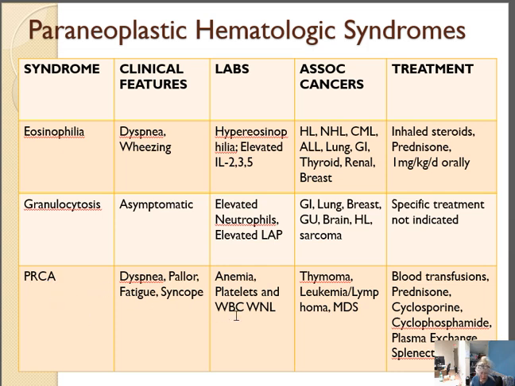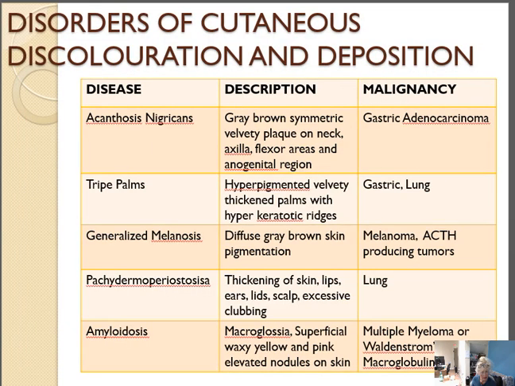So if we take a look at disorders of discoloration and deposition, we kind of looked at some of these. Acanthosis nigricans is associated with gastric adenocarcinoma. Tripe palm, hyperpigmented velvety, thickened palms with hyperkeratotic ridges is gastric and lung.